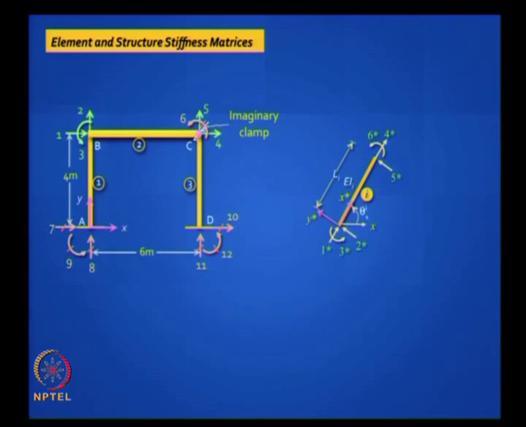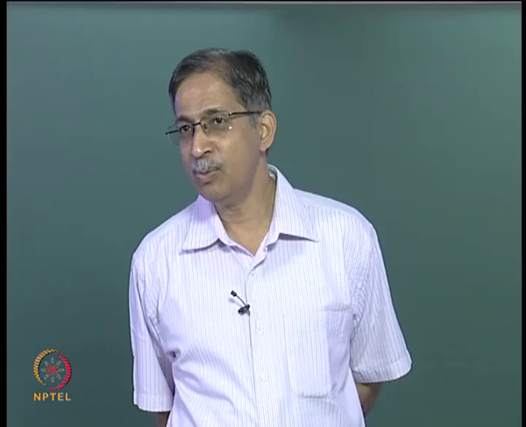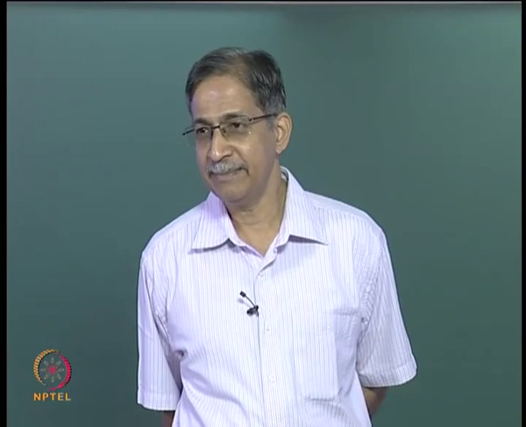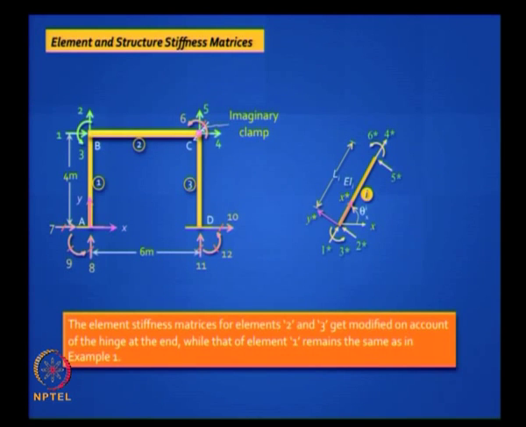Then we need to generate the element and structure stiffness matrices. What changes do we need to do now? For element 1, any change? No. So you are right, we need to bring changes only for elements 2 and 3. Can you write them down? Can you write down the stiffness matrices for elements 2 and 3?